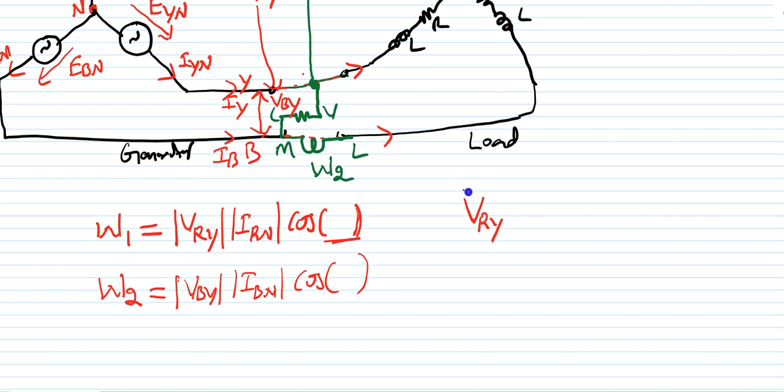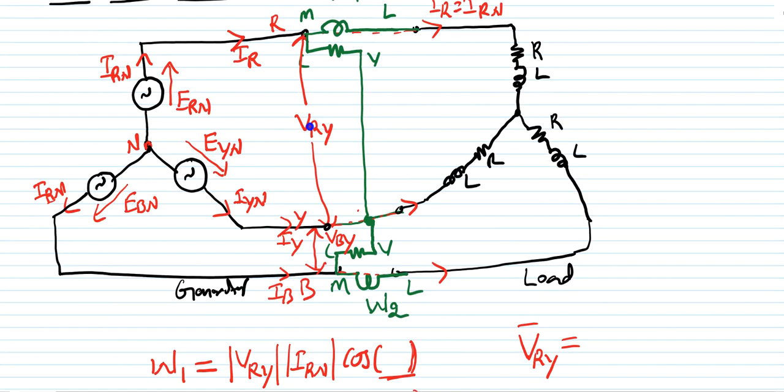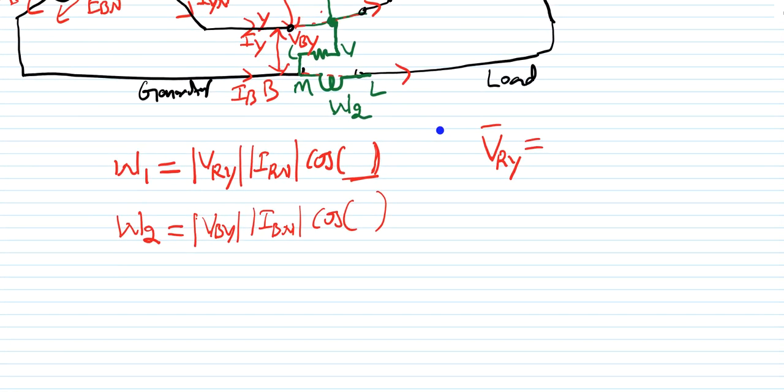What is VRY? How will you write VRY? You can apply KVL here: the algebraic sum of these three voltages equals zero. From this, VRY can be written as VRN minus VYN. If you want to write it in phasor form, that kind of expression will come here.